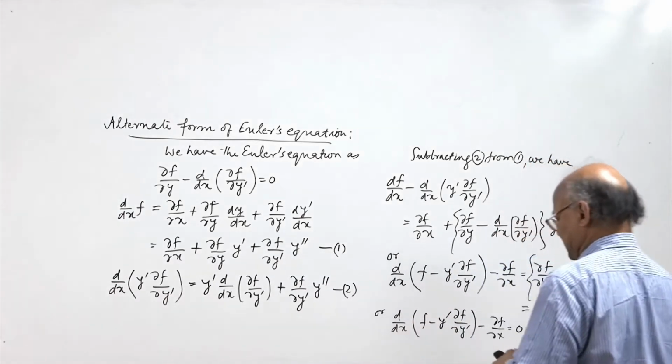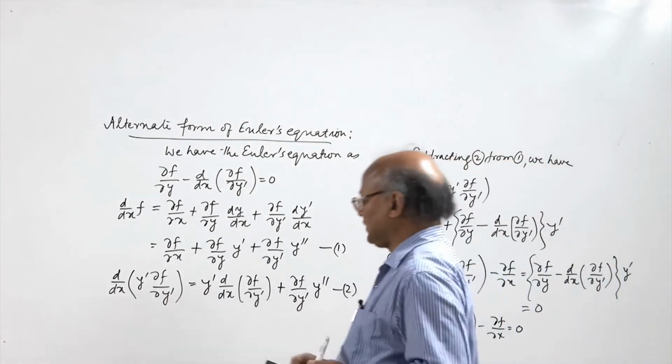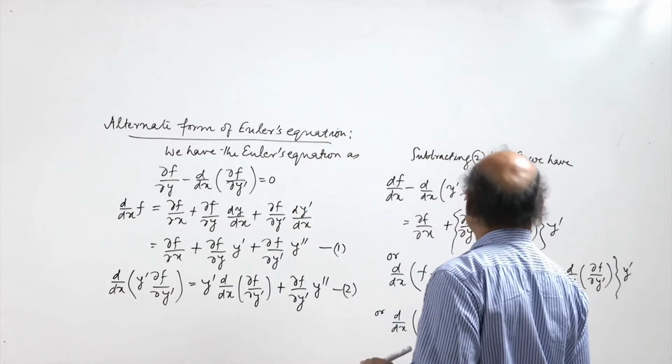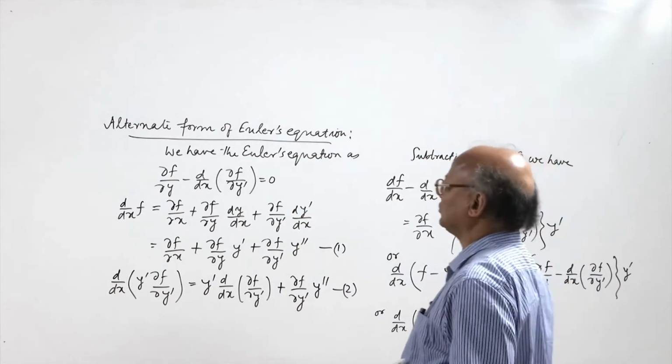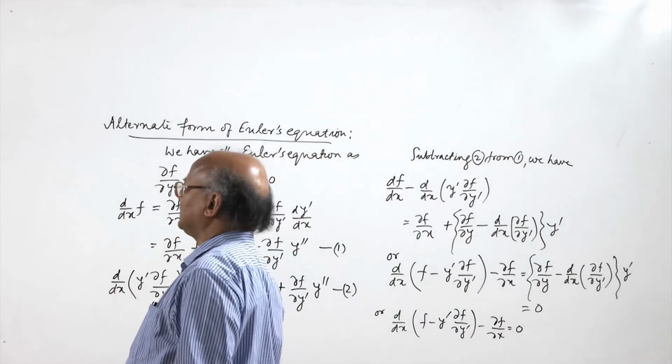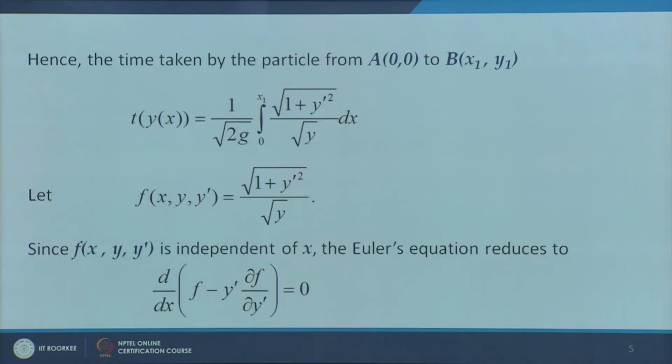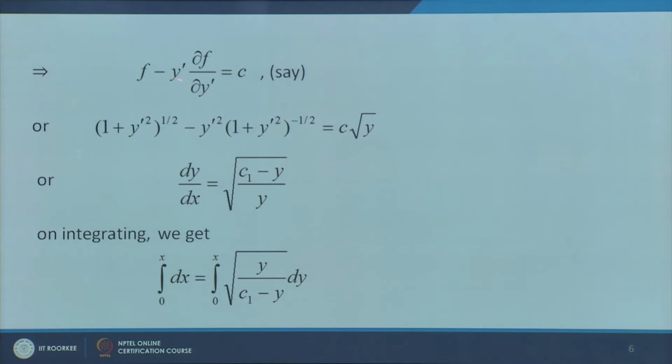equal to 0. So this is another form of the Euler's equation, and in case f is independent of x, it reduces to d/dx (f − y' ∂f/∂y') equal to 0. Like here f is a function of y and y' only, it does not depend on x. So the Euler's equation reduces to this equation. Now from here when we integrate with respect to x, we will have f − y' ∂f/∂y' equal to some constant. So f − y' ∂f/∂y' is equal to c.